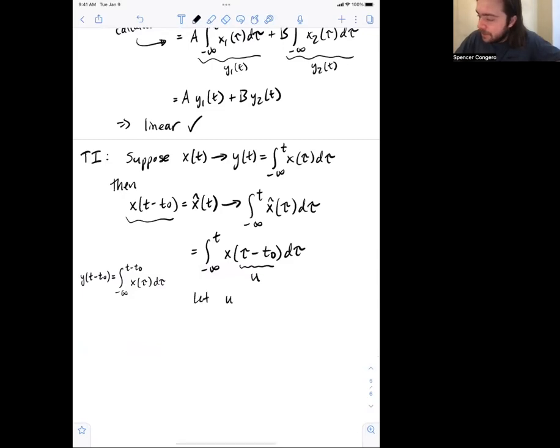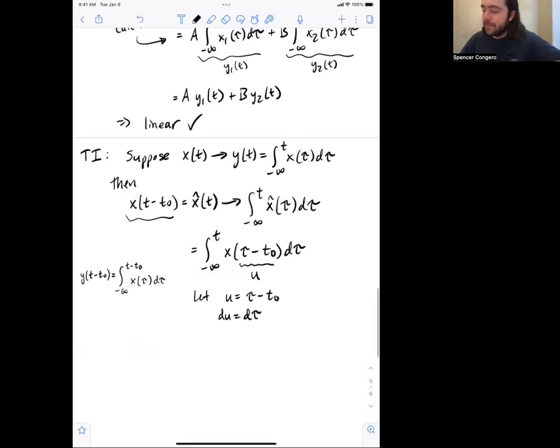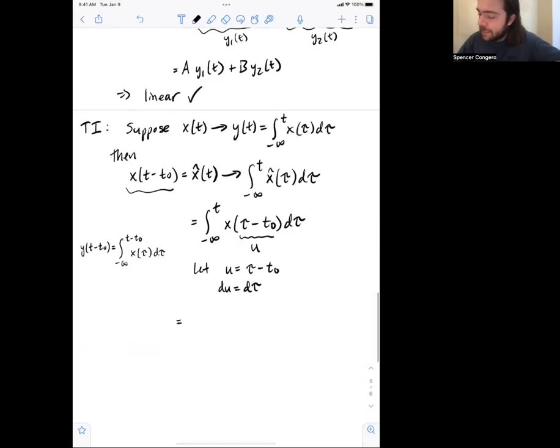So I'll let u be tau minus t naught, and that means du is d tau. How does that affect my integral? Well, I'll have an integral of something, and then I'll have x of u du, since d tau equals du. Now how do I change the integral bounds?